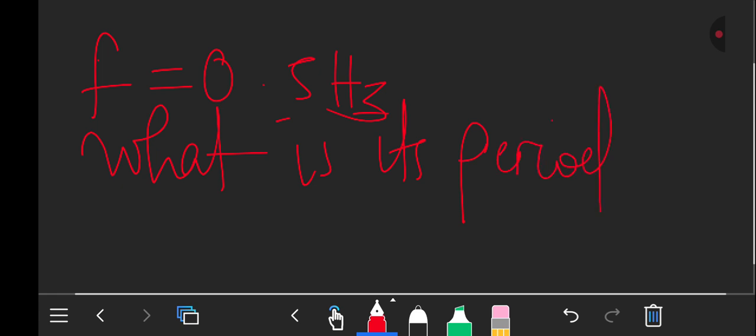So how can we work out this? Period is just the inverse of the frequency. So I'm going to say 1 over 0.5. And what is 1 over 0.5? That is 2 seconds. So that is how you can calculate the period given the frequency.